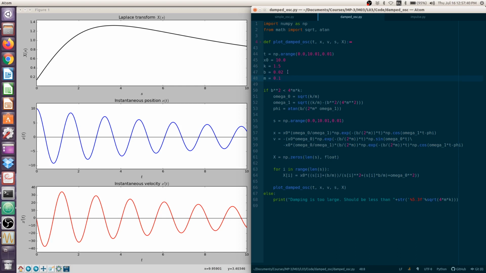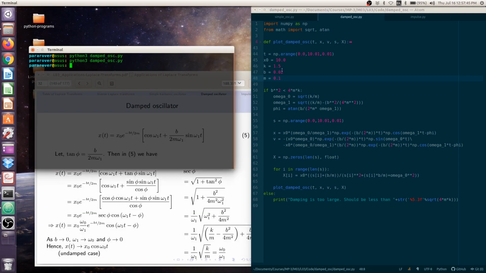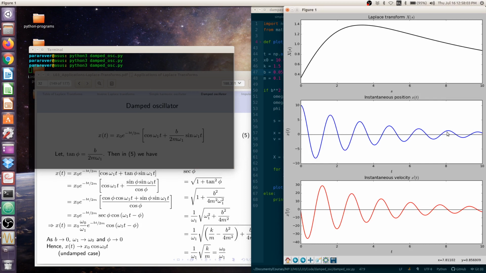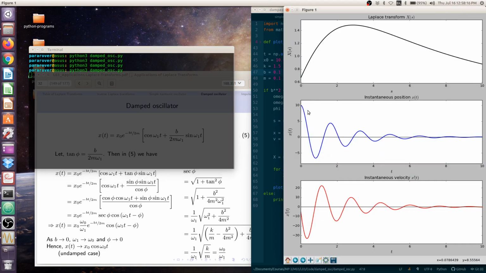Now what will happen if I increase the damping constant? Then it should die down faster. So let's say from 0.02, let's make it 0.05, and let's run this code again. You see it has died down much faster now. Increase this even more. Let's say I make it 0.1. The oscillations die down even faster.